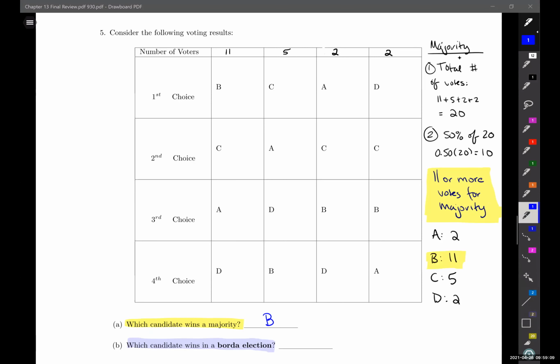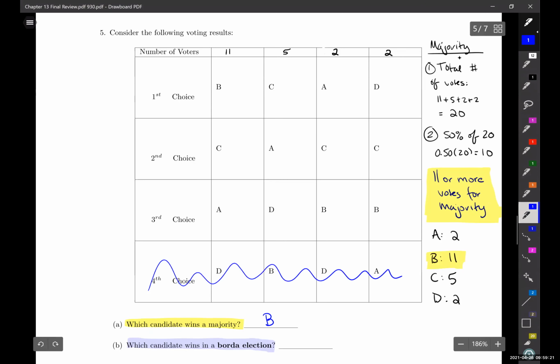So we see that there are 11 or more votes needed for a majority, and B does secure 11 first place votes. Now, as we go through the Borda method, we know that last place really doesn't count as a preference. It's just where you had to put the last ranking candidate. So we know it gets 0 points. It shouldn't be counted towards anything.